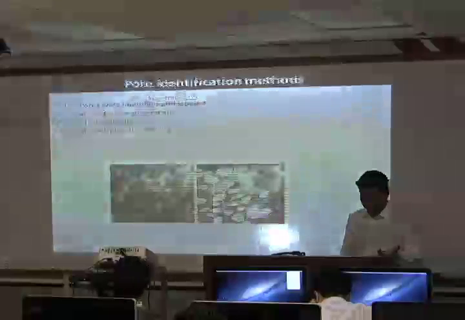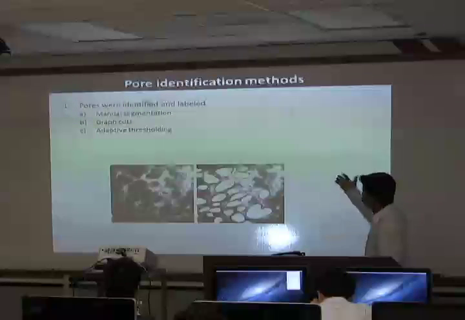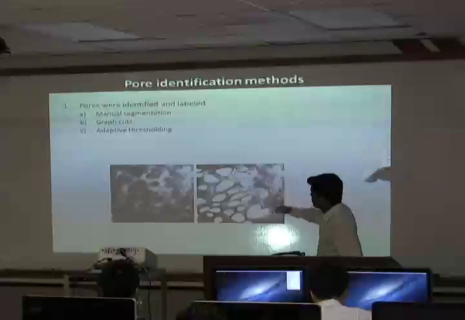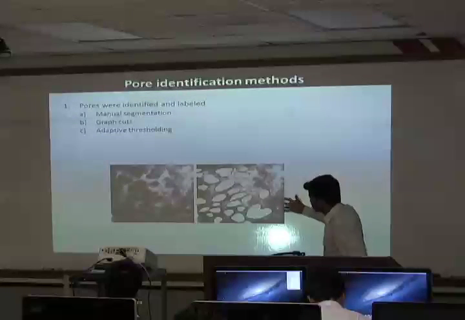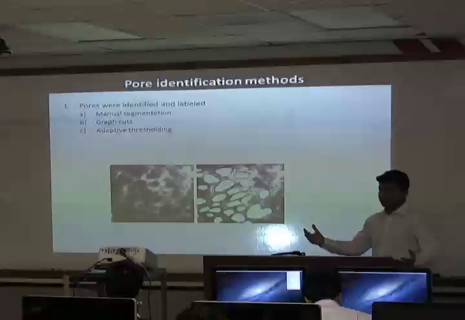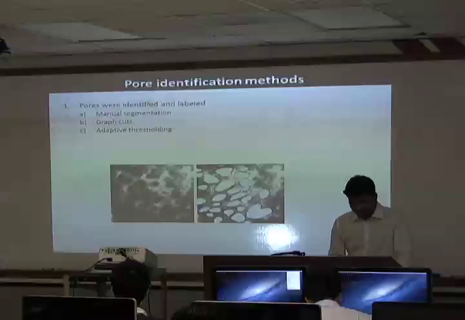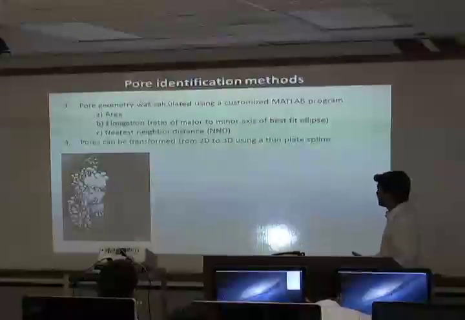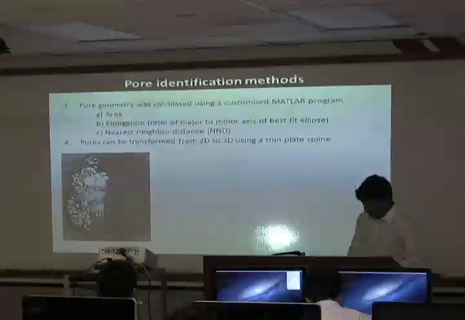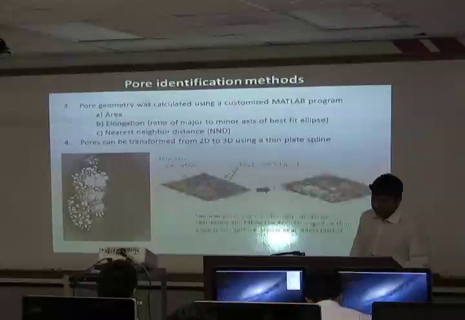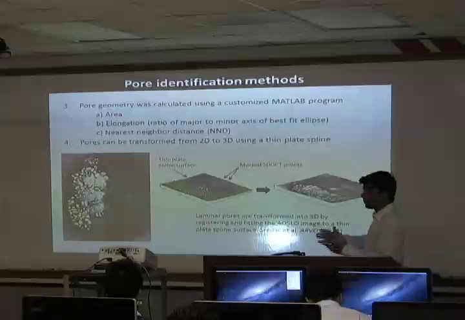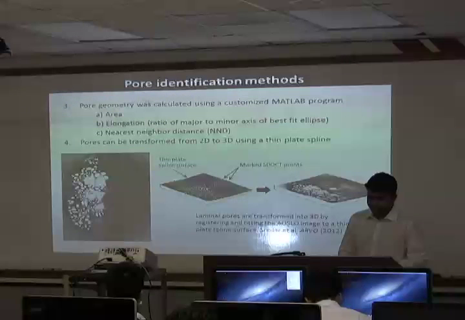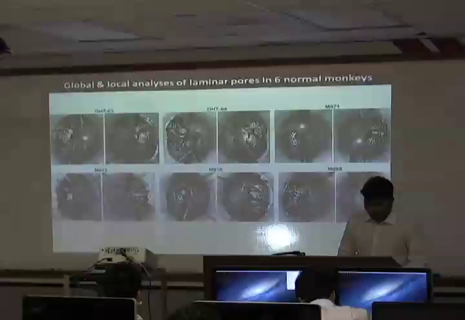Once we acquire these images, we do some adaptive thresholding and graphical segmentation to segment the pores and the beams. In cases where these methods didn't work perfectly, we do some manual segmentation also. Once these pores are segmented, we calculate different pore parameters like the area, elongation, and nearest neighbor distance. And this surface is also transformed into a 3D surface by picking a thin plate spline, the points that were marked on the SDOCT slices. And all the parameters are measured in 3 dimensions.